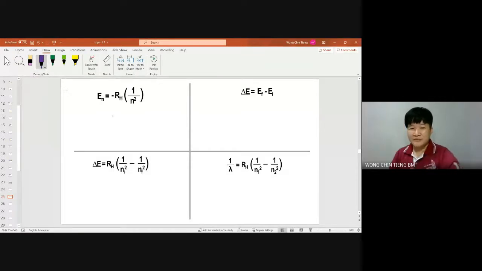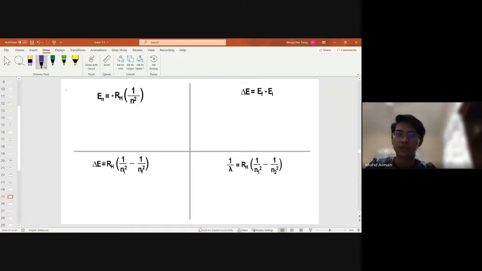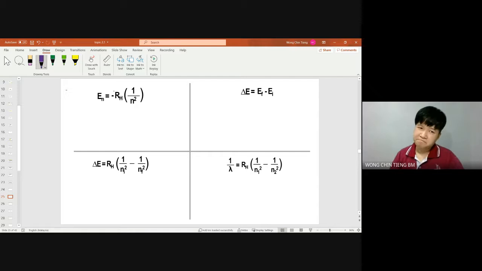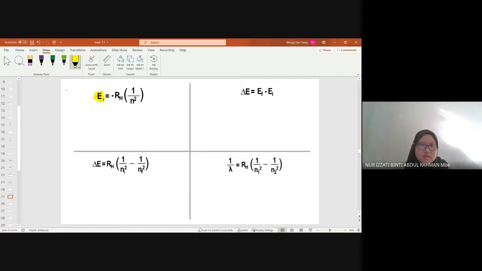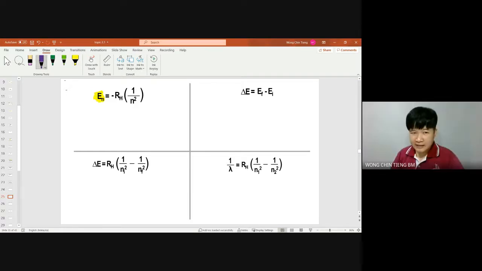Okay, first question, very quickly. This formula, kita guna bila? Anybody? Open question. What do you understand about this formula? Untuk cari energy level. Electron at specific energy level. Okay. Energy of the electron at specific energy level. Kita nak cari energy most of the time of electron at specific n.